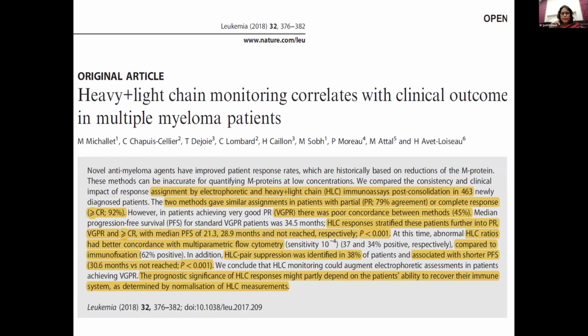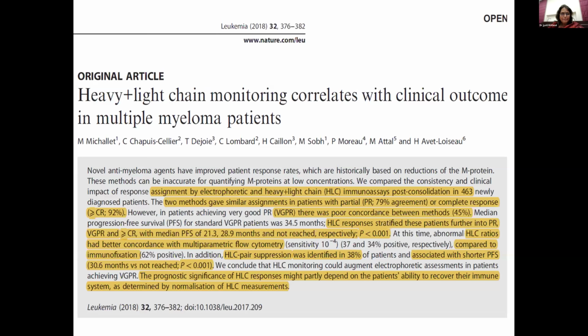It was also found in a study published in 2018 that heavy light chain can help divide what comes as VGPR in normal response into CR, VGPR, and PR. And that is so different, because the survival for all three groups is very different. But this is not yet available in India, because Binding Site is not able to produce enough for the US and Europe. So it is not available for us.